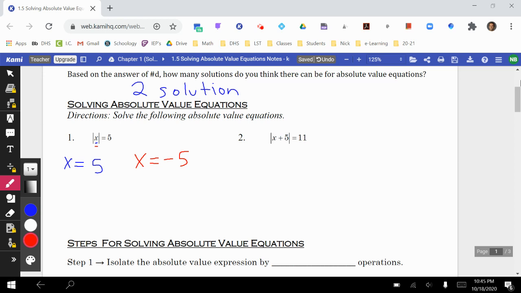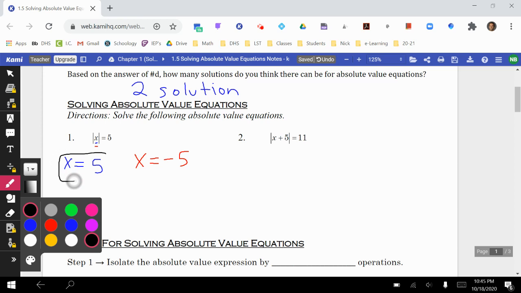And sometimes that's all I'm going to need to do because, again, my goal of solving equations is to get x by itself. Well, look at this. I have x by itself. So I can say x is equal to 5, or I can say that x is equal to -5. So I have two solutions here. All right, let's try this again on number 2. And this will be like a next level type of problem.